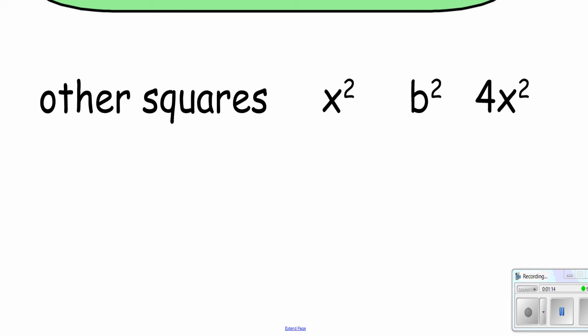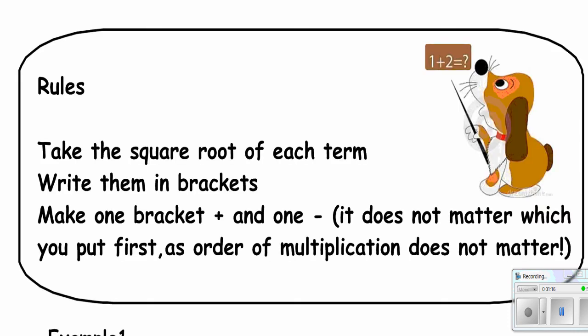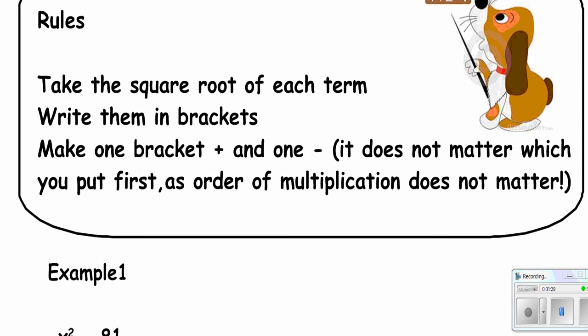Now, the difference of two squares is an easy process. The rules are you take the square root of each term, then you write them in two brackets. You take one of the brackets and you make one positive and the other one negative. It doesn't matter which one you use first because you have got two brackets multiplied together and the order of multiplication does not change the answer.